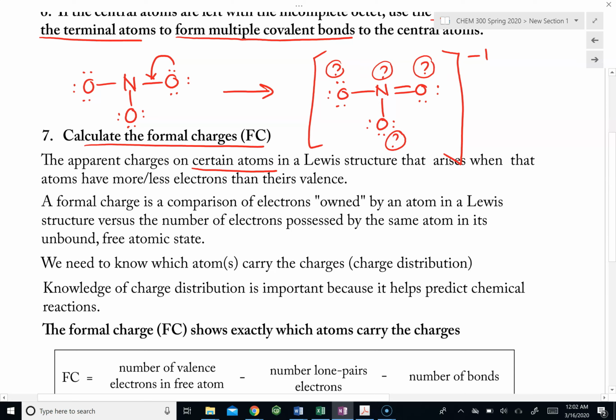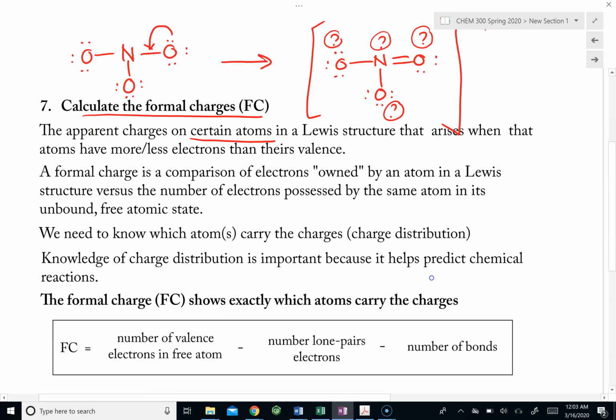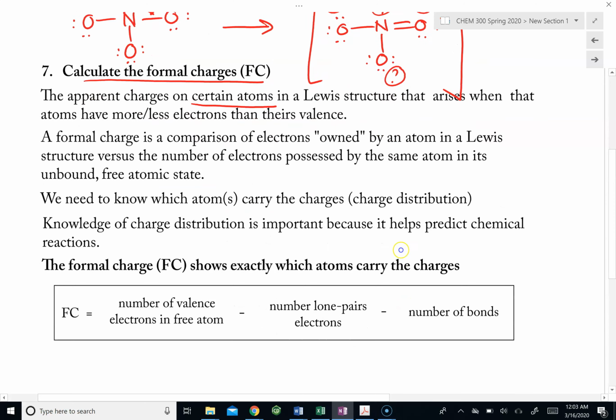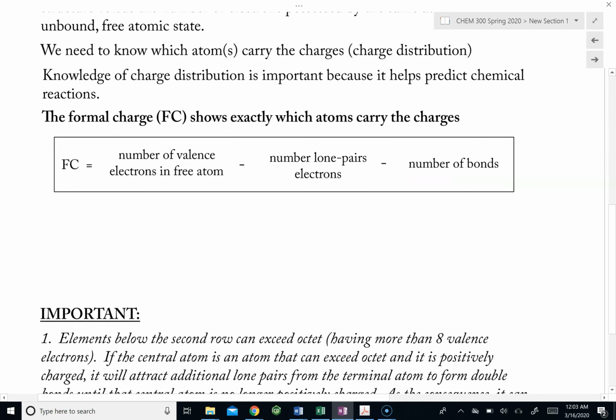So we know that right now the overall charge is -1. So we need to figure out if there's any atom in this molecule that could be containing charge that adds together to this overall charge. And to figure out what the formal charge would be, there is an equation that we can follow. The formal charge, which we abbreviate with FC, equals the number of valence electrons in the free atom, minus the number of lone pair electrons that the atom has in the Lewis structure, minus the number of bonds that the atom has in the Lewis structure.